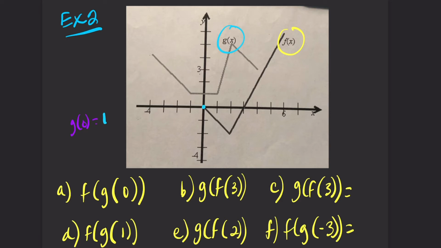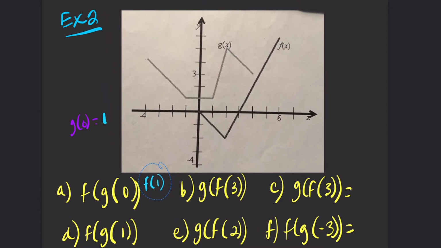So therefore, we are going to evaluate f of 1 now, because we are replacing the g of 0 with a 1. I should have left more space in here, but we'll get it done. So let me move this f of 1 real quick.